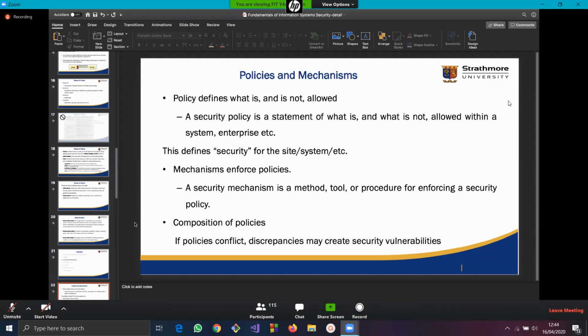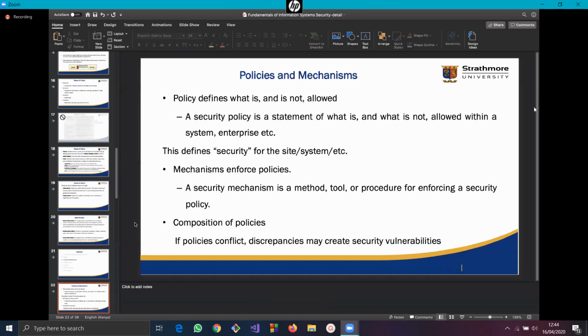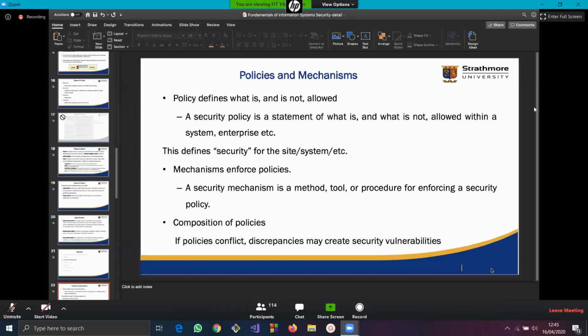So any examples of policies and mechanisms that you've come across within or without Strathmore University? Any suggestions of policies and mechanisms that you might have come across? You can go further and discredit these policies or mechanisms if you think they are not effective. But for now, just a policy and a mechanism will suffice. Yes, Mirano.